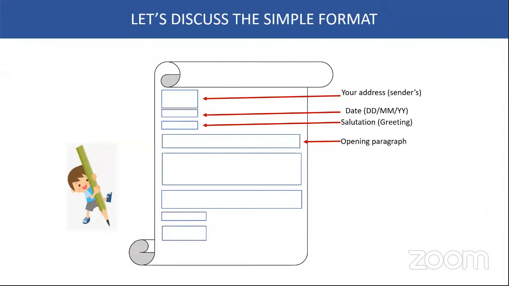In the opening paragraph, as I said, it is very short, not big. A small box is there, that's why I have put a small one. Why is that? Because it is very short and very pleasant. Then you ask the receiver's health. How are you? How are you doing? I hope you are doing well.